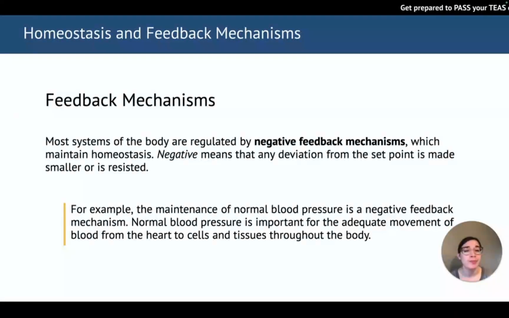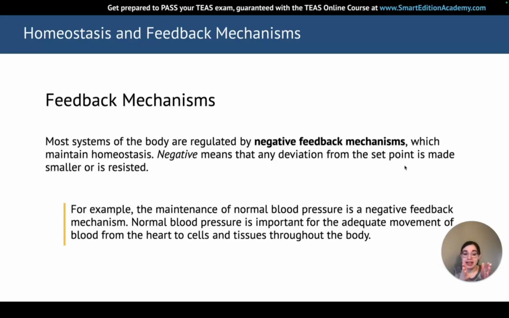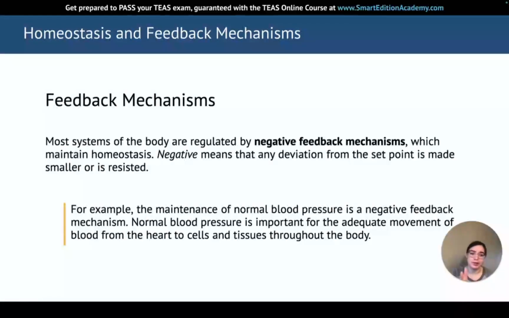So why the term negative? Well, negative here means that any deviation in a variable from its set point, so say that the variable is maintained in this narrow range of normal, any deviation outside of that range, either greater or smaller, is made smaller or is resisted, in other words, is corrected by this negative feedback mechanism. So think of it as the body saying, no, thank you. I don't want to be outside this range of normal. I would like to get back into this range of normal, and this is where I want to stay. So the body is correcting variable deviations.